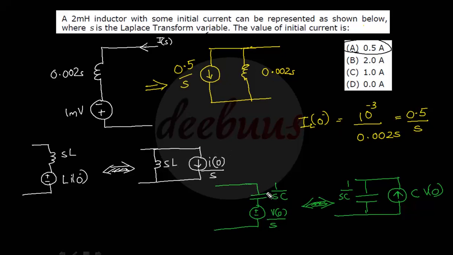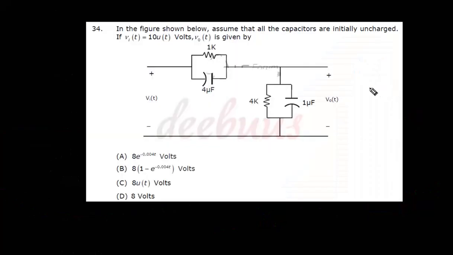Similarly, for the capacitor case, it is given in the first case as a voltage source in series with an impedance. It is converted to a current source in parallel with an impedance too, right? So these two figures are very important. So moving to another 2-mark question. In the figure shown below, assume that all the capacitors are initially uncharged. If Vi of t equal to 10 U of t volts, the output voltage V0 of t is given by, right?